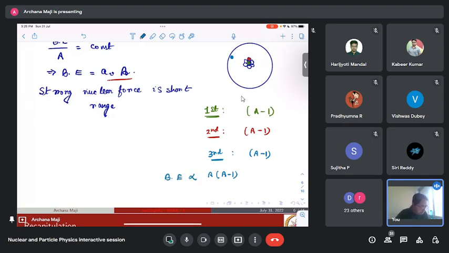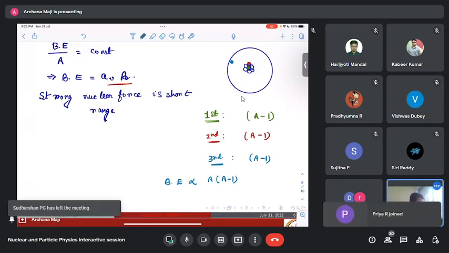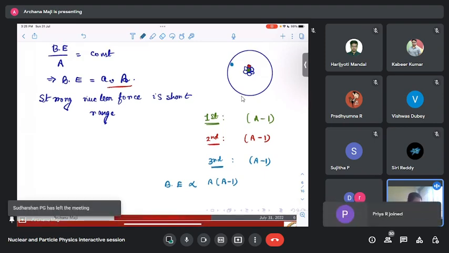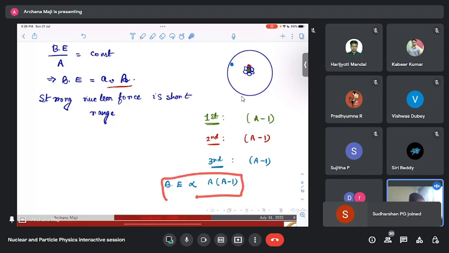And of course there will be a factor of 1/2, because here each nucleon is being considered twice, but that doesn't matter. We want to see how it depends on A, the nucleon number. So if a particular nucleon would have been interacting with all the other nucleons, no matter where it is, neighboring or away from it, then the binding energy would have been proportional to A times A minus 1. But that is not what happens.